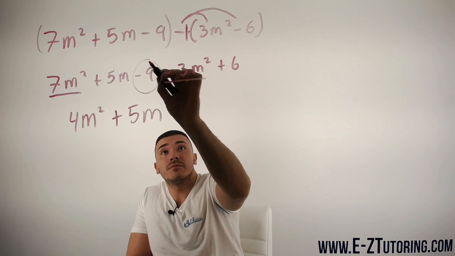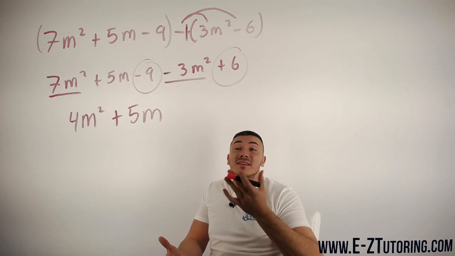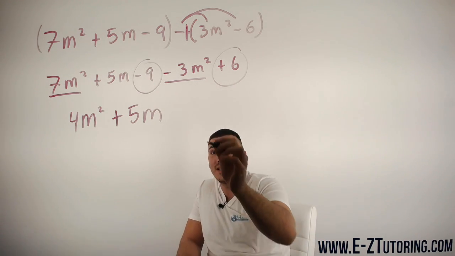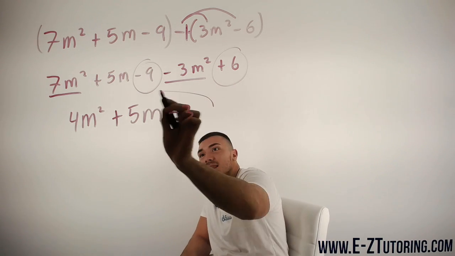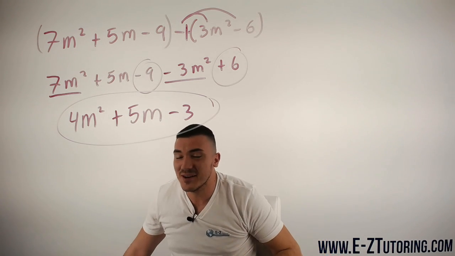And then we have -9 and +6. These are just numbers with no variable. These are also like terms. And -9 plus 6 will give us -3. And this is your final answer. That is how you can add or subtract polynomials.